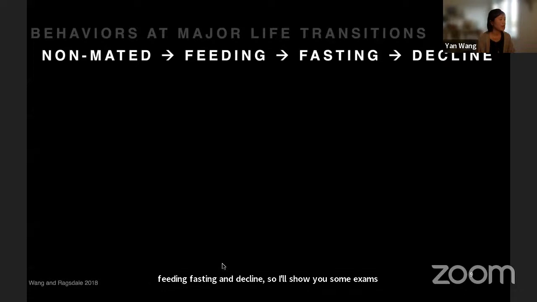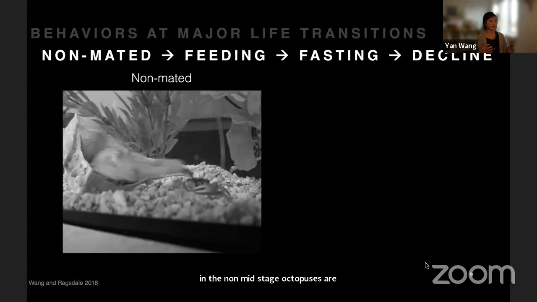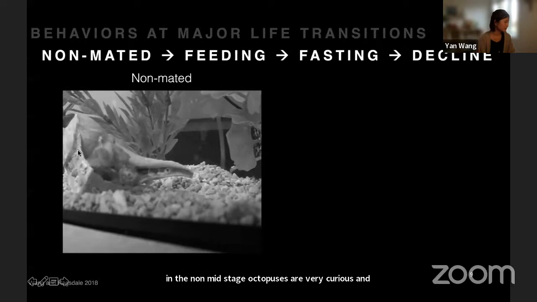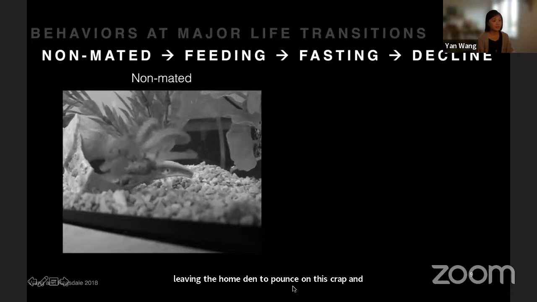In the non-mated stage, octopuses are very curious and active predators. So this one here, you're seeing leaving the home den to pounce on this crab and drag it back. After they mate and lay eggs, though, this changes.